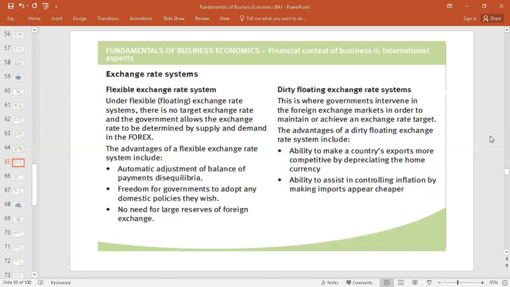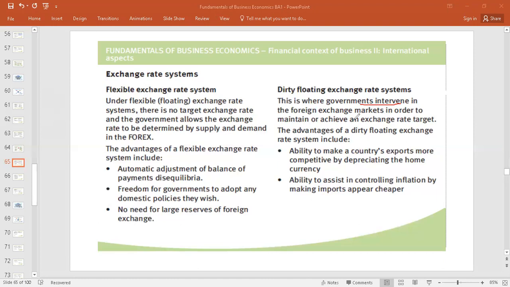The next system is the exchange rate system called the dirty floating exchange rate system. This is where governments intervene in the foreign exchange markets. In the first one, there is no involvement of the government, but here we see that the government intervenes in the foreign exchange markets in order to maintain or achieve an exchange rate target.